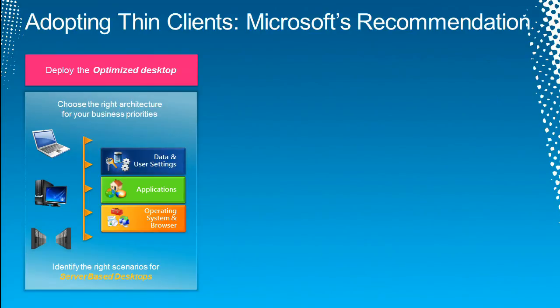So how do you make that decision? How do you know what the right architecture is for your business? The first thing is to identify the right scenarios for your server-based desktop. Whether you want to have your applications locally or you are using virtualization is going to come into play as far as your choice. Luckily, we have options for all of these things.